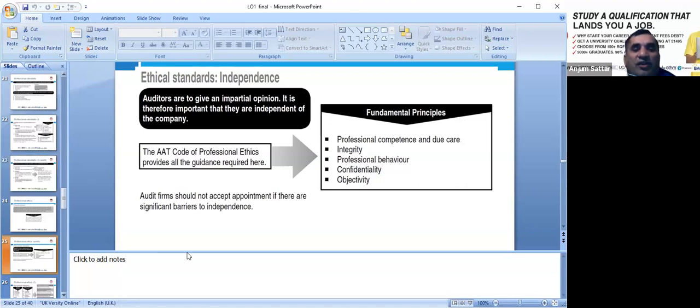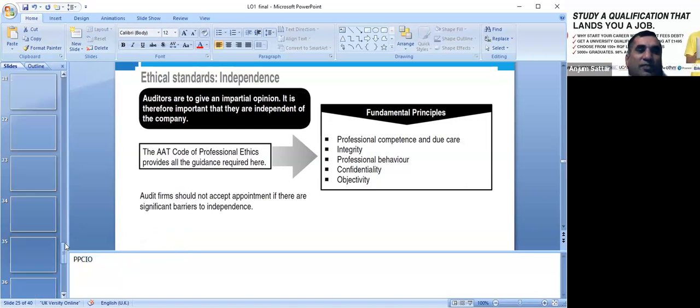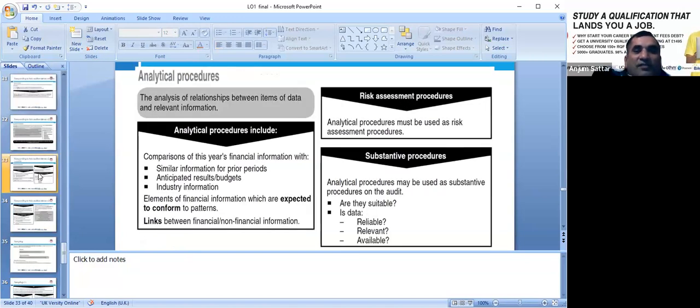To remember them easily, we can use the phrase 'popular people chat in office.' Some people are very famous, and they carry on chatting in offices. So we can look at PPCIO, the abbreviation of professional behavior, professional competence, confidentiality, integrity, objectivity. That's all we have in lesson 1.